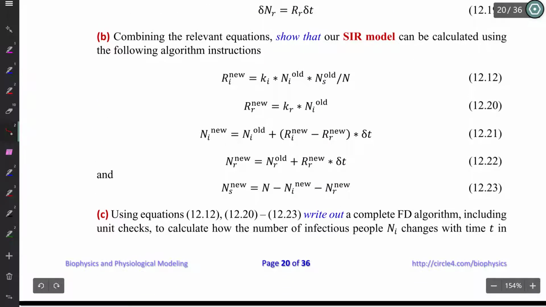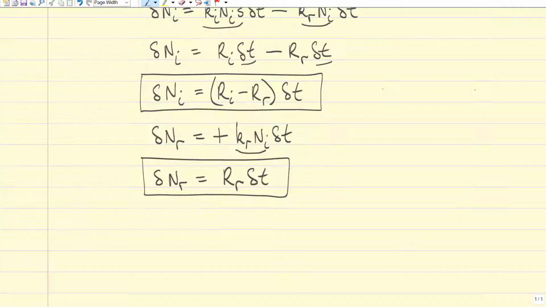Alright, so that's that one, and then the new number recovered is the old number recovered plus the rate that people recover, times delta t. And then the last equation here, let's just quickly talk about that because I think it's useful.